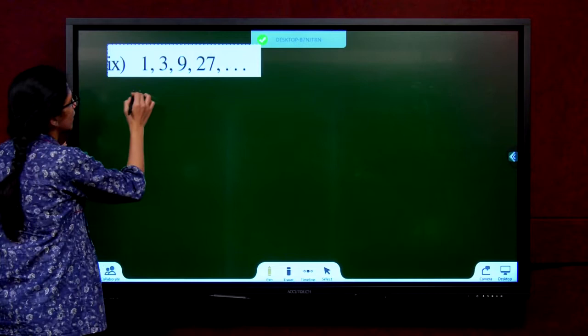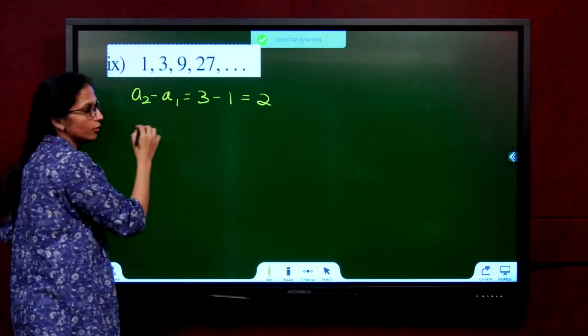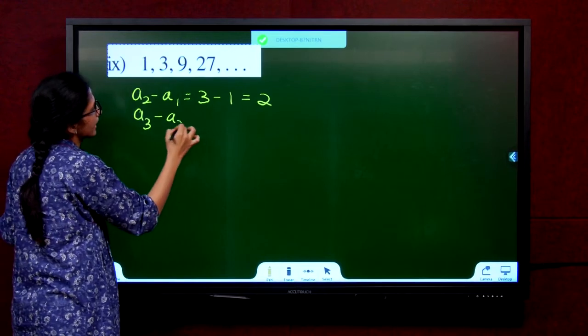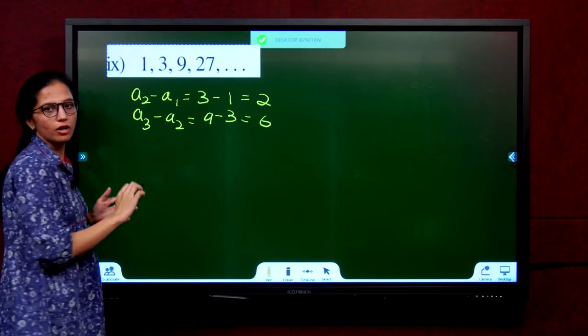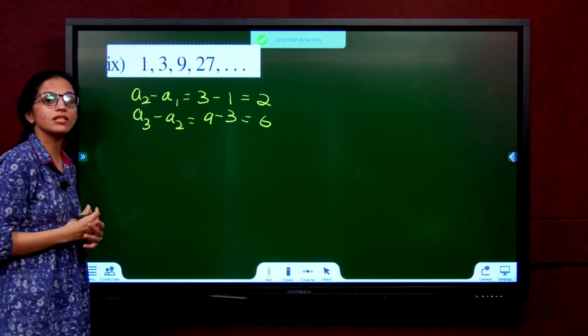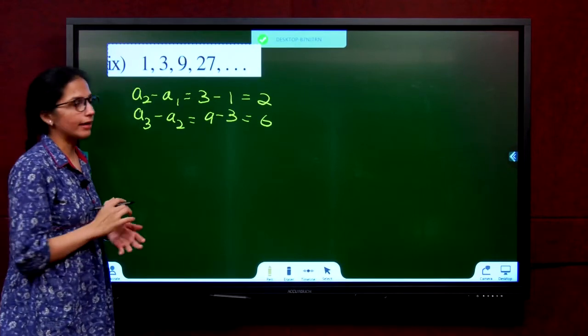Next question. A2 minus A1, 3 minus 1, 2. A3 minus A2, 9 minus 3, 6. Here only it's not equal, so write down: since A2 minus A1 is not equal to A3 minus A2, the given sequence is not an AP.